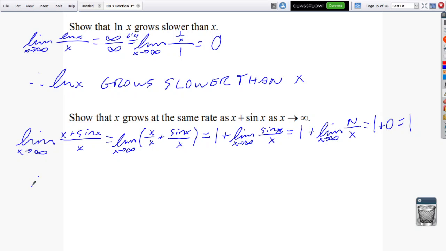Therefore, x and x plus sine x grow at the same rate.